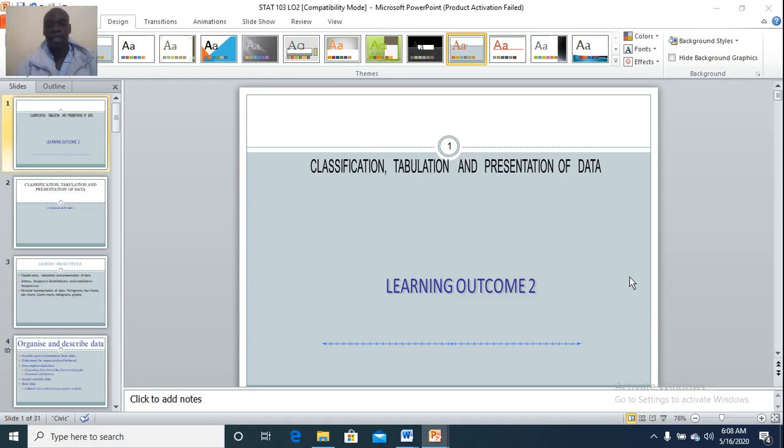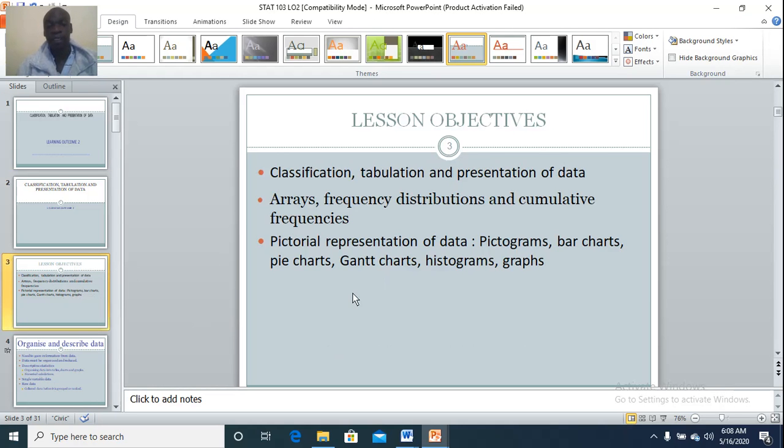We are doing learning outcome number 2, classification, tabulation, and presentation of data. So basically our objectives, we want to classify the collected data. Remember we talked about collecting data before. We arrange tables, frequency distributions, and put it together into cumulative frequencies. Then from there we'll be able to draw pie charts and the bar graphs. So we should be able to do that after this lesson.